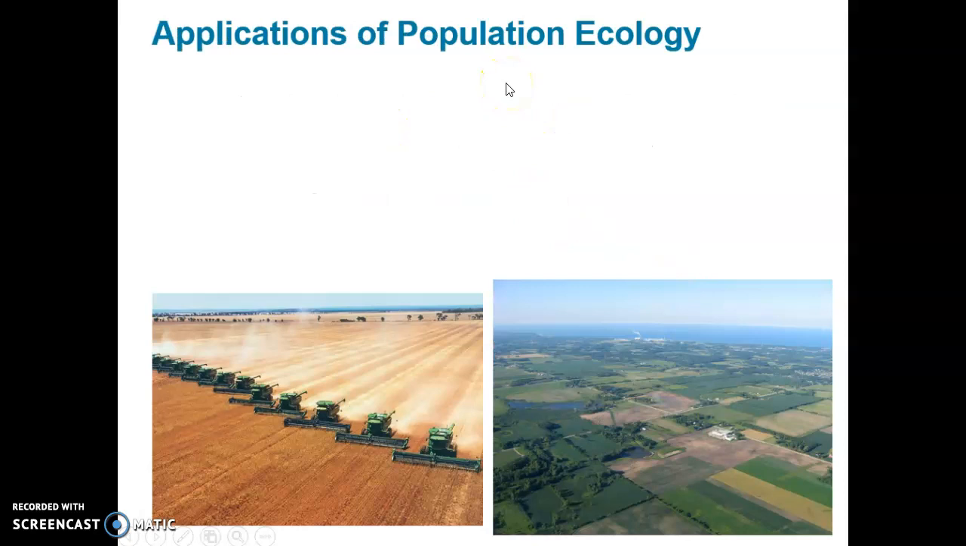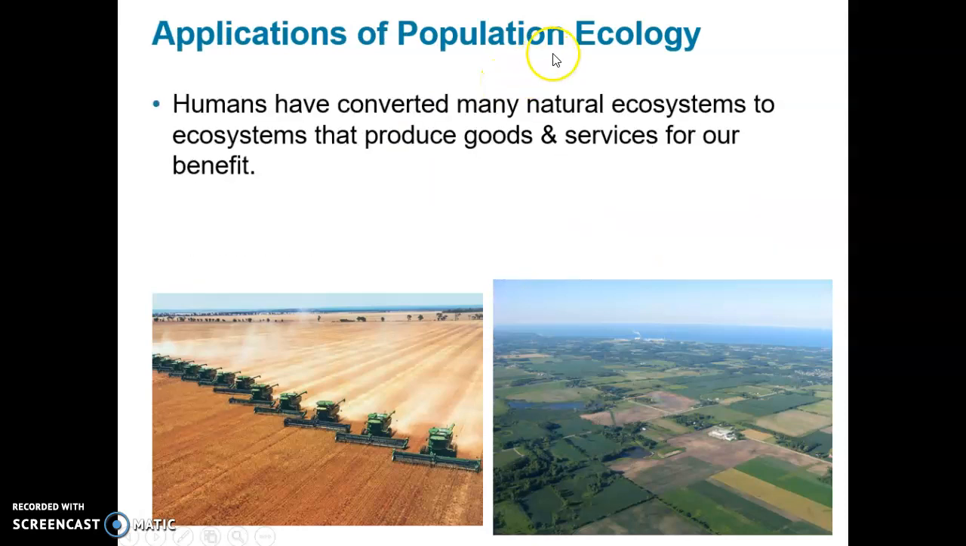So let's look at applications of the science of population ecology. Humans have converted much of the planet and its natural ecosystems to artificial ecosystems in a way that produce goods and services for our benefit. If you've ever been on a plane and you're flying over the land, it's either cities, agriculture, or places where agriculture is not really possible, like deserts or mountains. But the humans have really altered the planet to a great extent.